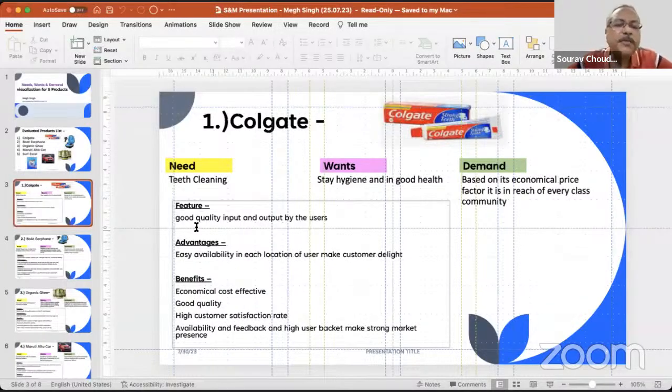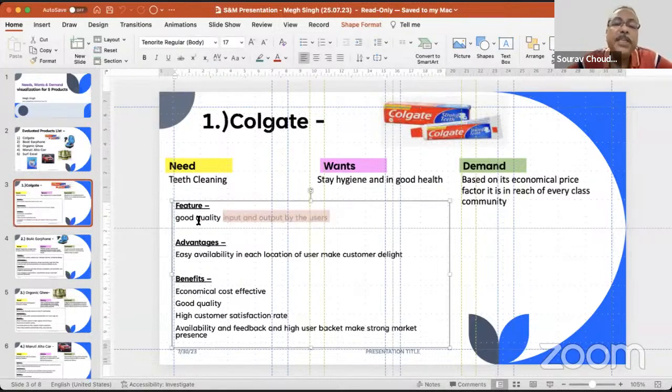ठीक है, मैंने नेचुरल क्लीनिंग दांतों से या राख से नहीं करना है, मुझे ब्रांडेड टूथपेस्ट से करना है. ठीक है, दैट्स माय टारगेट. That's my expectation. ठीक है. उसके बाद फीचर्स, एडवांटेज, गुड क्वालिटी, इनपुट एंड आउटपुट बाय यूजर्स.